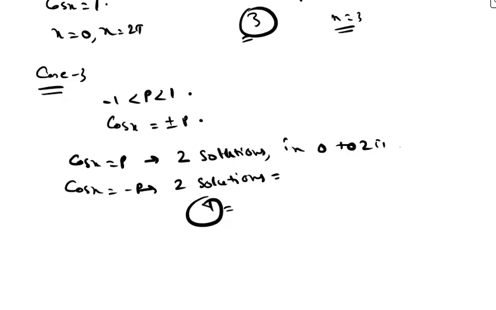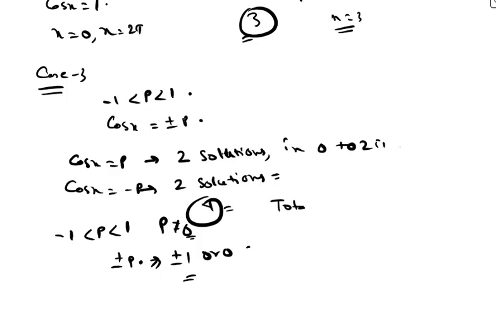Okay, and remember we already had 3 from sin x equal to 0. Now we must check, is any of this overlapping? No, because if minus 1 is less than p less than 1 and p is not equal to 0, then plus minus p is not plus minus 1 or 0. Okay, so those cosine solutions are different from 0, π and 2π. So the total number of solutions is 3 plus 4, which is 7. So when minus 1 is less than p less than 1 and p is not equal to 0, n is equal to 7.